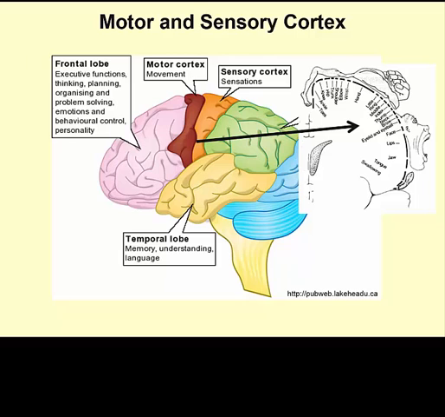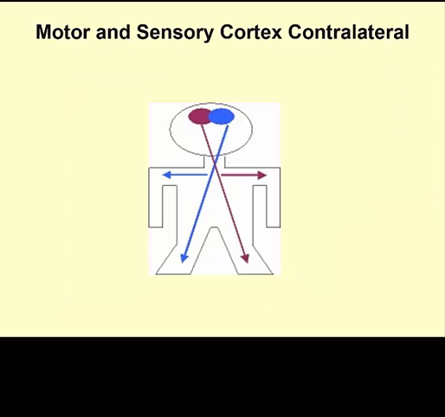As you can see here, the entire body is expressed in both the motor and sensory cortex. And as you can see, the body is represented upside down with the legs way on the top of the brain and the face at the bottom. It's also important to note that the motor and sensory cortex is contralateral, meaning that the right side of the brain controls the left side of the body. One side of the brain controls the opposite side of the body.